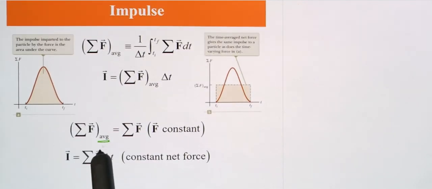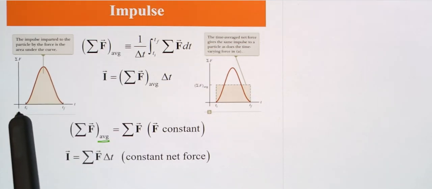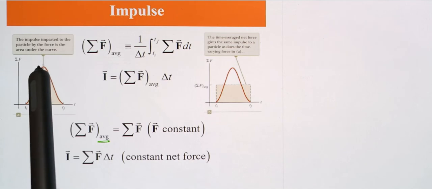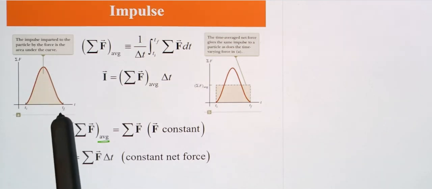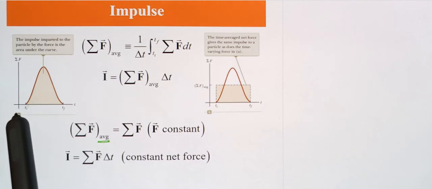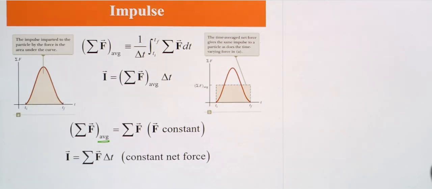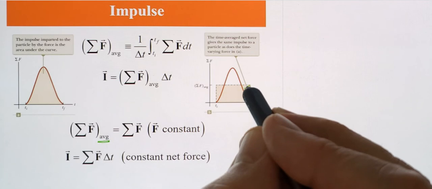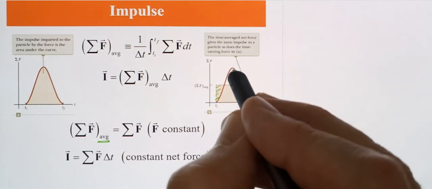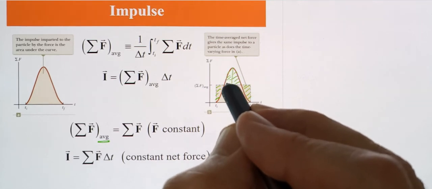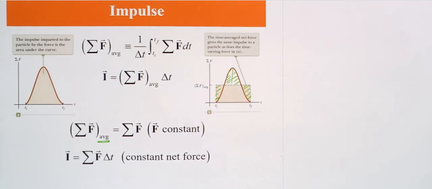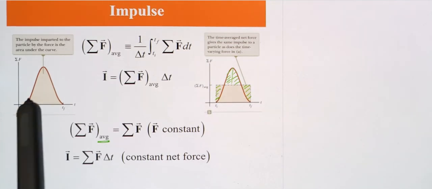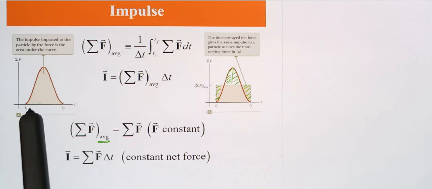So we talk about the average force, because in reality, when there is an impulse, force will start very small, then rise up to a peak very fast, and then go down also very fast. So instead of talking about the instantaneous force, we talk about the average force. And it's the same area, basically. So this area for the rectangle is the same as the area under the curve.